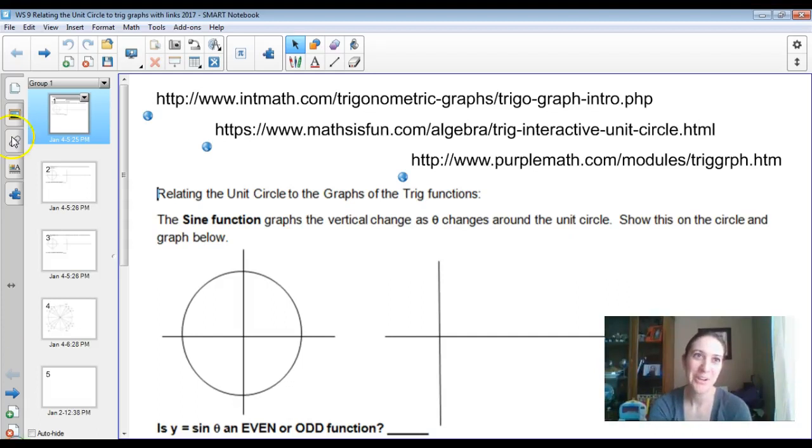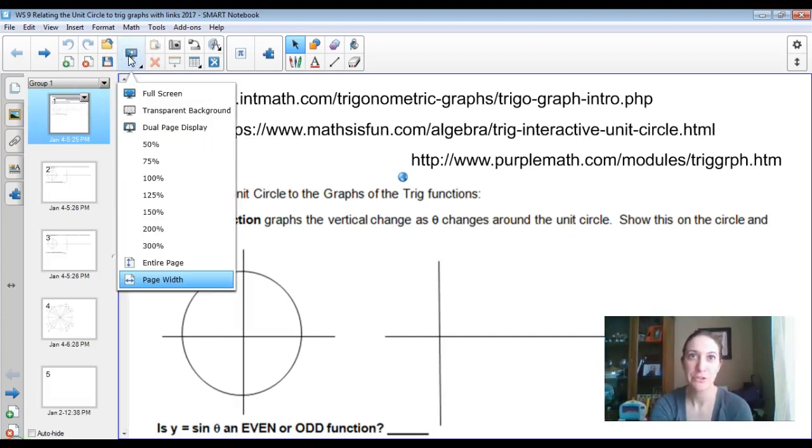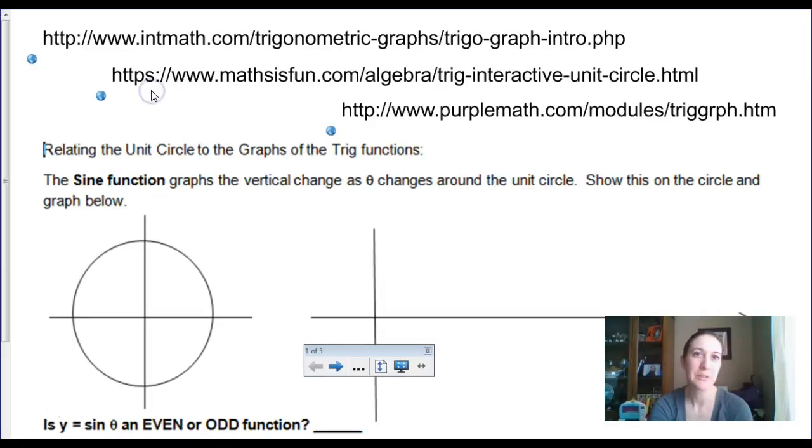So we're going to call this Graphing Trigonometric Functions Part 1. We're going to start real basic, and we're going to go back to the unit circle for a moment. We're going to talk about why the sine function graphs the way it does and why the cosine function graphs the way it does, and same thing with tangent.